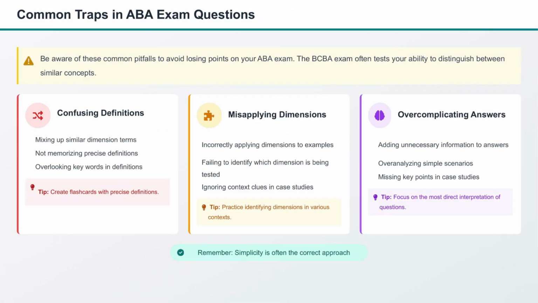On exam day, avoid these common traps. Confusing similar definitions. For example, don't mix up behavioral with analytic. Misapplying dimensions. Be sure to apply the correct dimension to the right scenario. Overcomplicating answers. Focus on straightforward interpretations rather than adding unnecessary details.